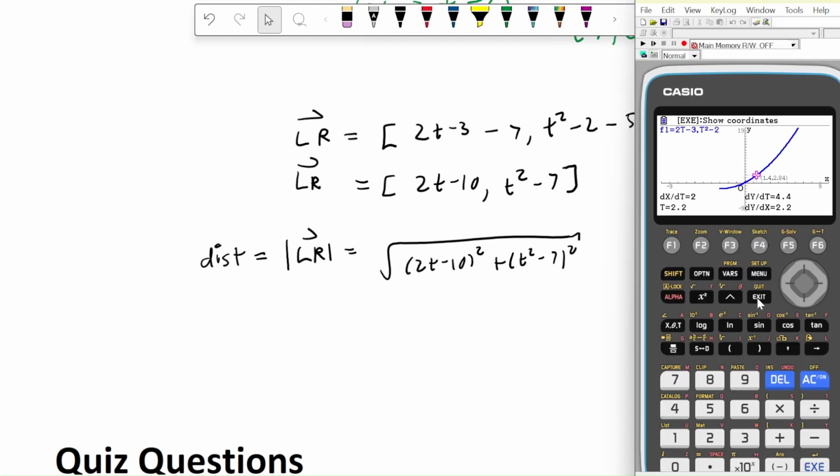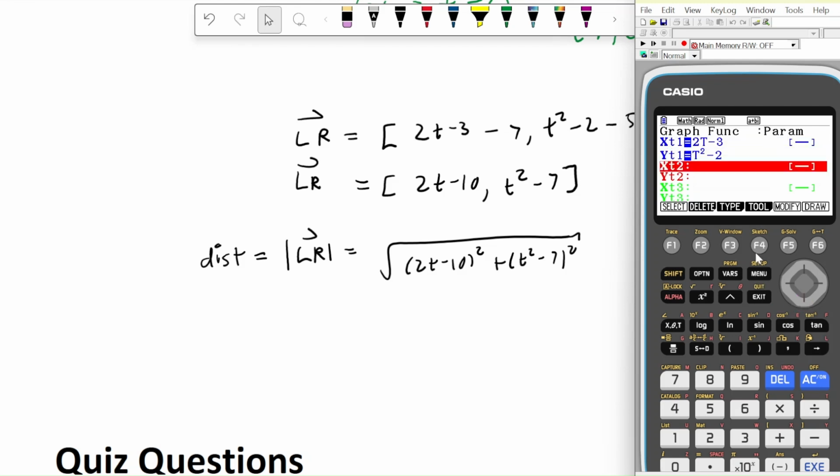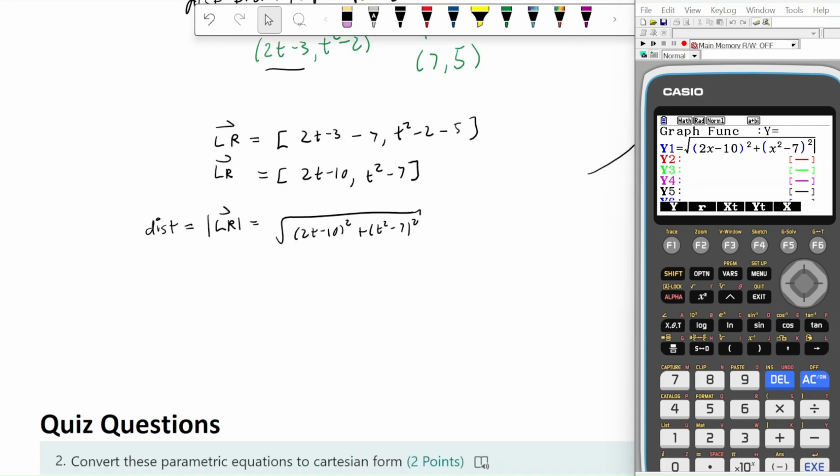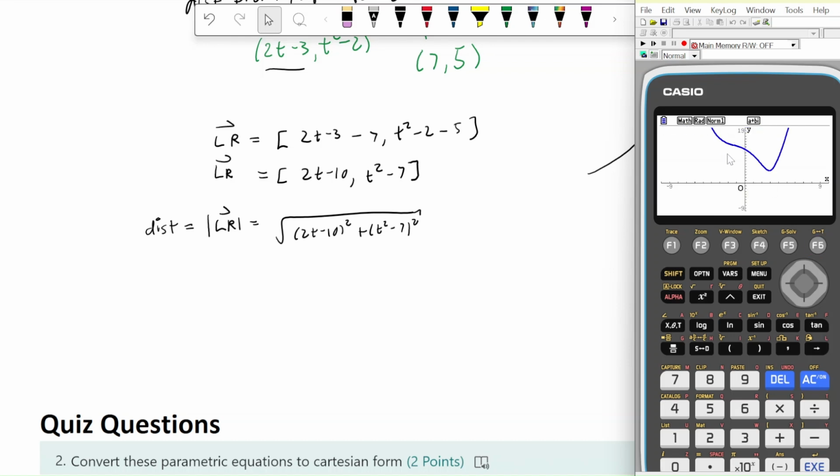So we're going to go out. We're not going to go parametric mode anymore, so I might just go back to y equals. It'll still keep the parametric equation in there, but I might actually get rid of those for now. And we're literally just going to graph our distance function. Okay, what's that? 2x take 10. And t squared take 7. All right, so we've just got this distance equation graph now. And let's hit enter and we'll have a look. So there's our distance function. It's a bit wacky, but we just got to go g solve min.